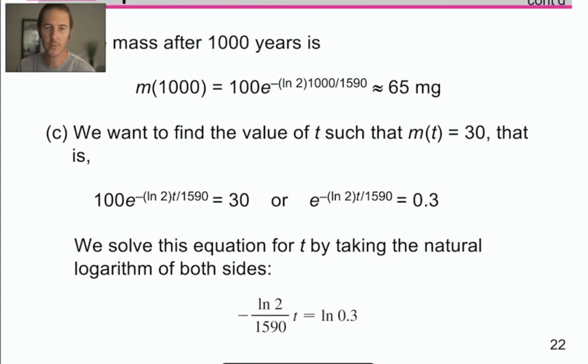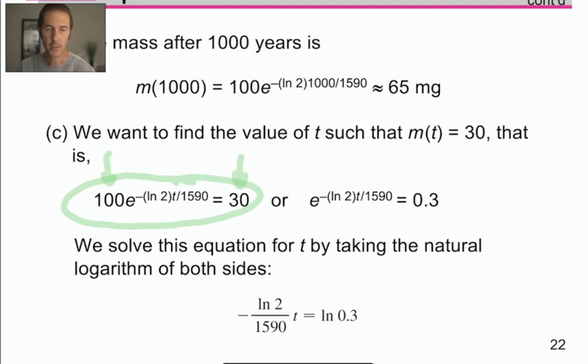Part C wants us to find the value of t so that m of t equals 30. So we want an answer of 30. We need to figure out the t-value that's the correct input. So we've got our equation here. This is the format that the author is using. The only unknown there is t. The right-hand side of the equation is m. No, it's not. It's m of t. It's 30. So we're starting out with 100 milligrams. We want to end with 30 milligrams. We want to know how long does that take.